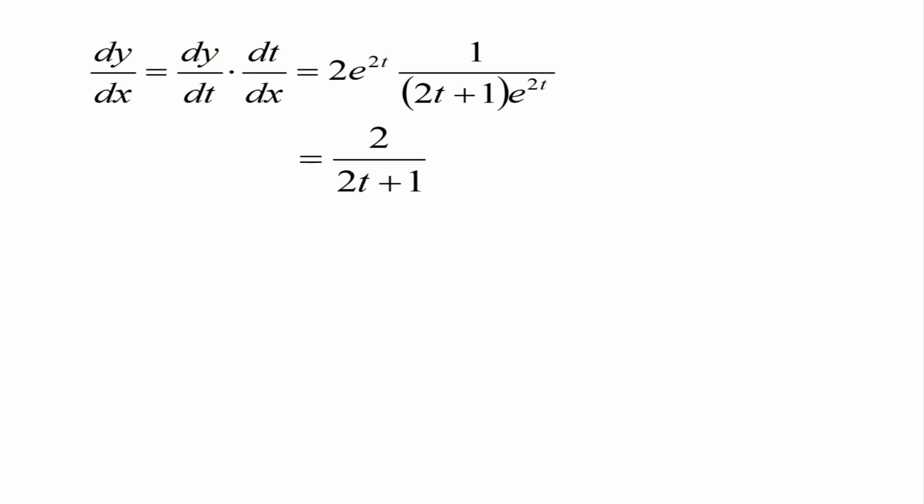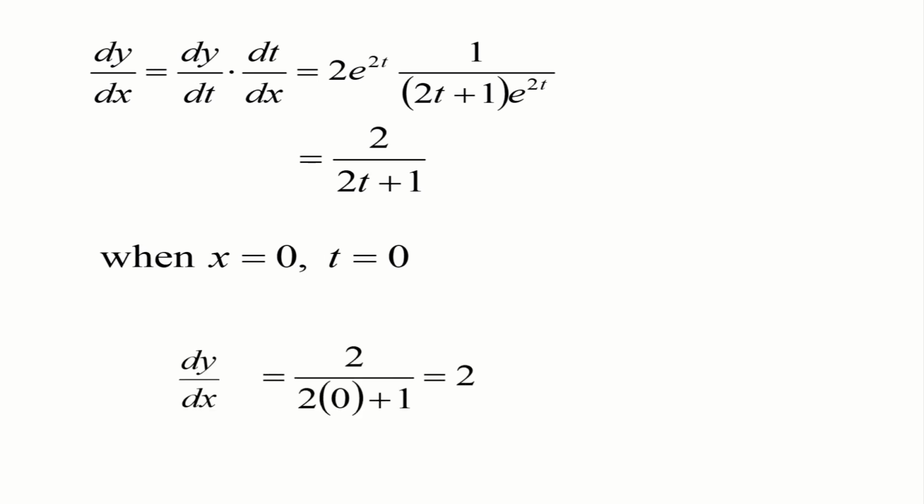So we need the value of t to get the value of dy/dx. The question gives x equals 0 and y equals 1. You can choose whether to substitute into x or y to find the value of t; you will get the same answer. So let's say when x equals 0, we substitute, and we get t equals 0. Then dy/dx equals 2 over (2 multiplied by 0 plus 1). So finally we get 2 over 1, which equals 2. So the dy/dx we get is 2.